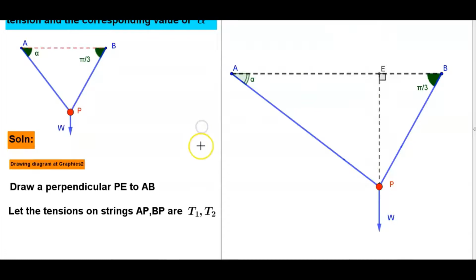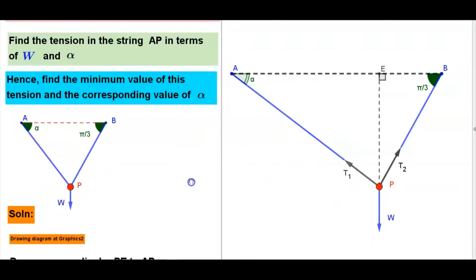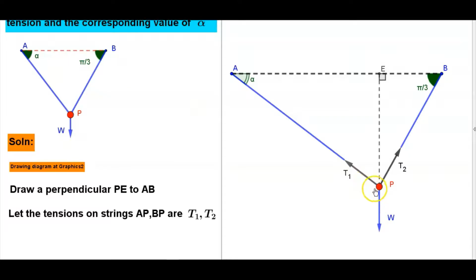Let the tensions in the strings AP and BP be T1 and T2. String tension here T1, here T2. Different tensions, because the particle is tied up here.